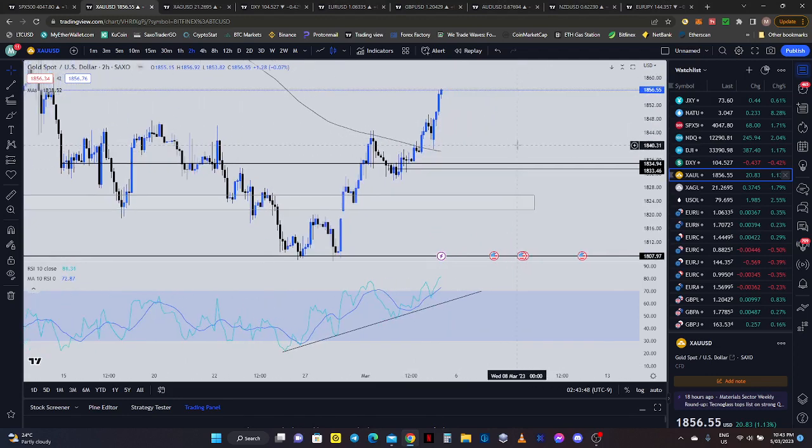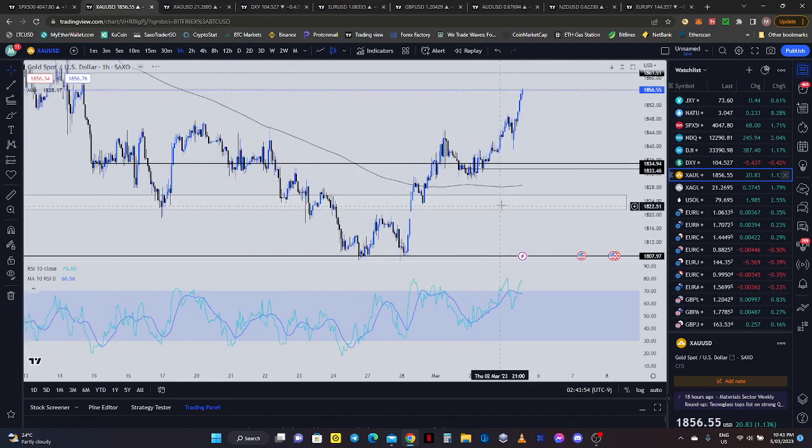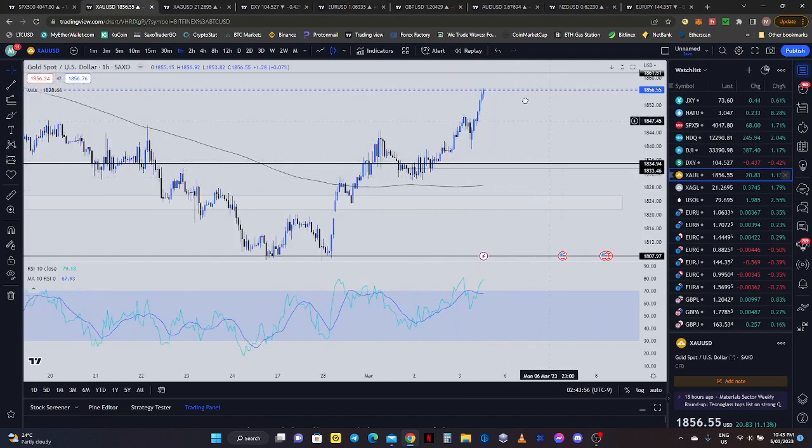Shouldn't have really. I should have left it because I just stopped out for break even. But it was Asian session. I don't really trade Asia, so I let that one go.